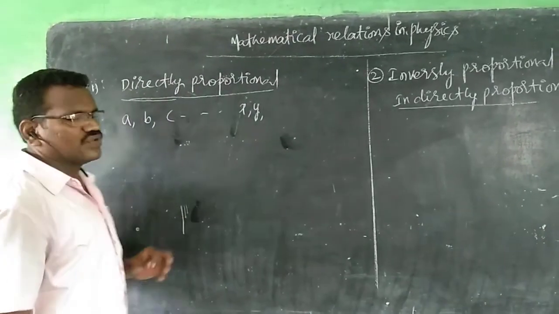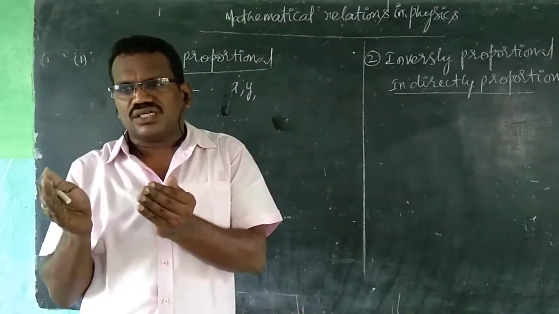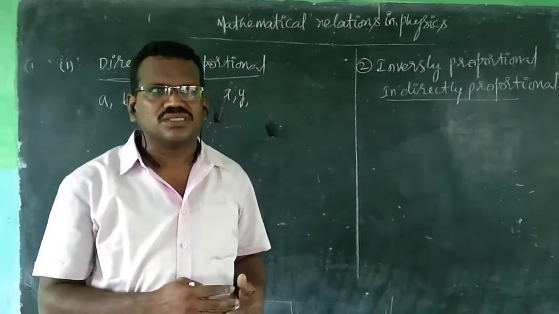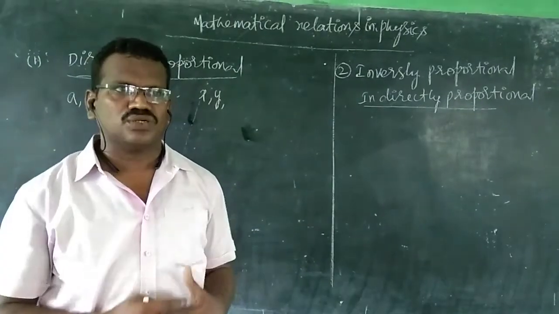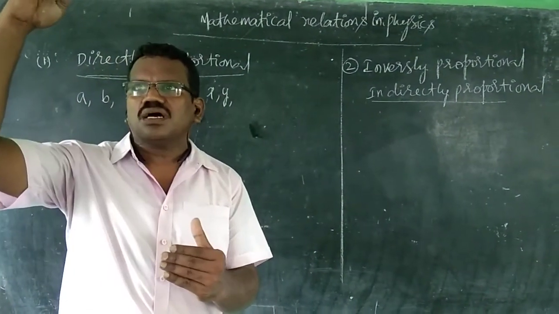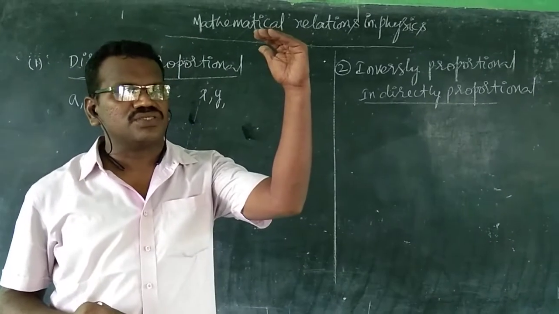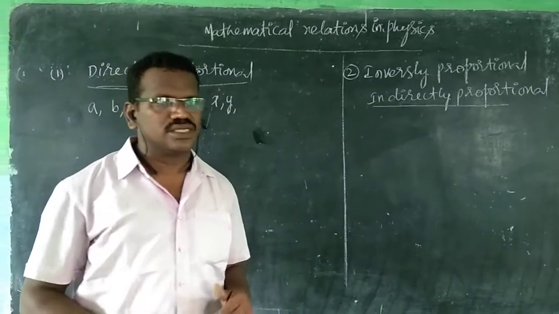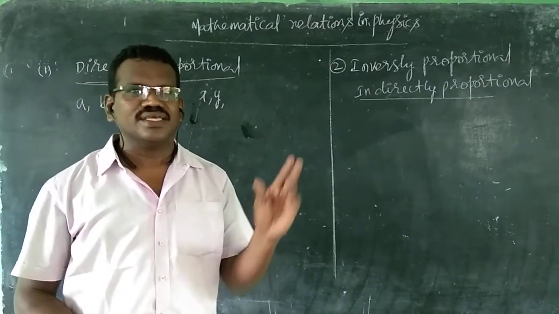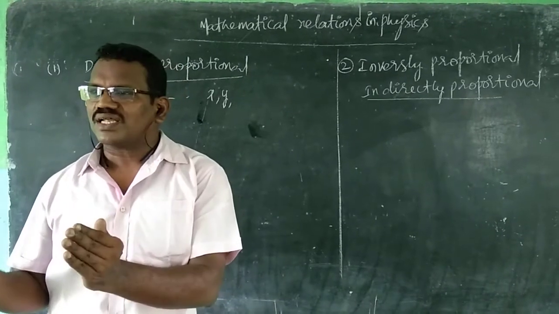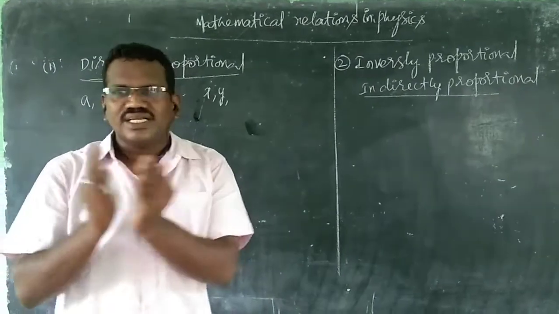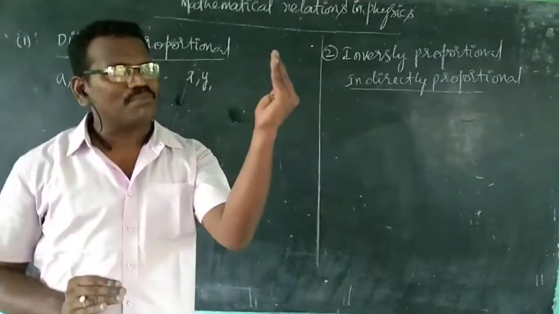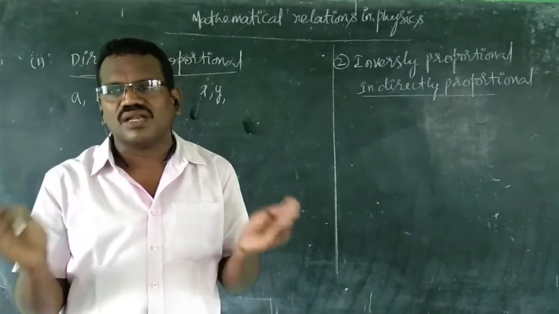For example, if the cost of a shirt is 500 rupees, then what is the cost of two shirts? It's absolutely 1000 rupees. The cost is increasing means the number of shirts is also increasing. As the number of shirts increases, the cost also increases. The cost of a laddu is 5 rupees. Then what is the cost of 10 laddus? Absolutely 10 into 5, that means 50 rupees. As the cost increases, the number also increases. Here both of them are variables.